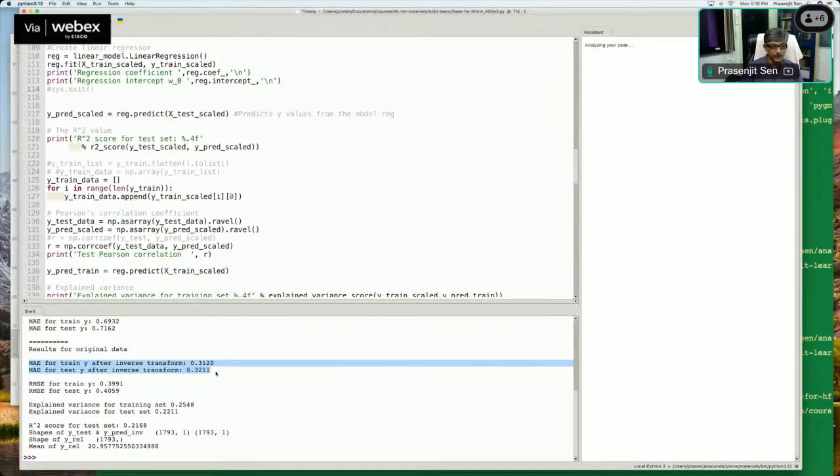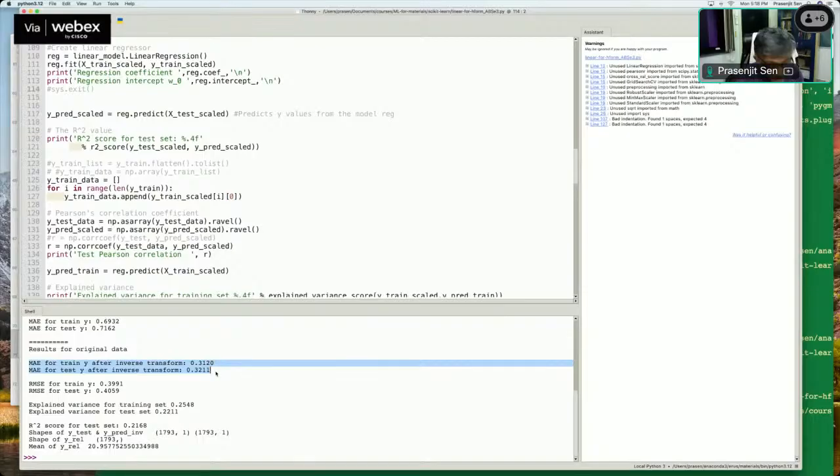So these are the mean absolute error for the training set and the test set after inverse transformation. So these are in actual physical units. So what I have here is the prediction error for heat of formation is 321 meV per atom. The units were eV per atom. So this is 321 meV per atom. So that is my test set error after I have done the inverse transformation in a linear model. And the R2 score is 0.21, which is considered quite bad.